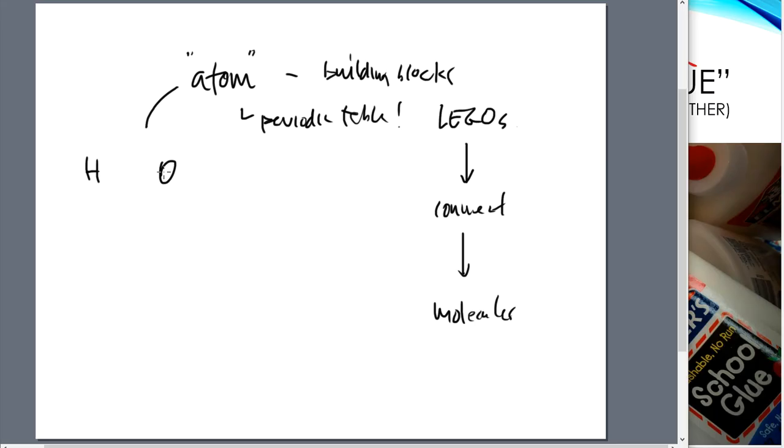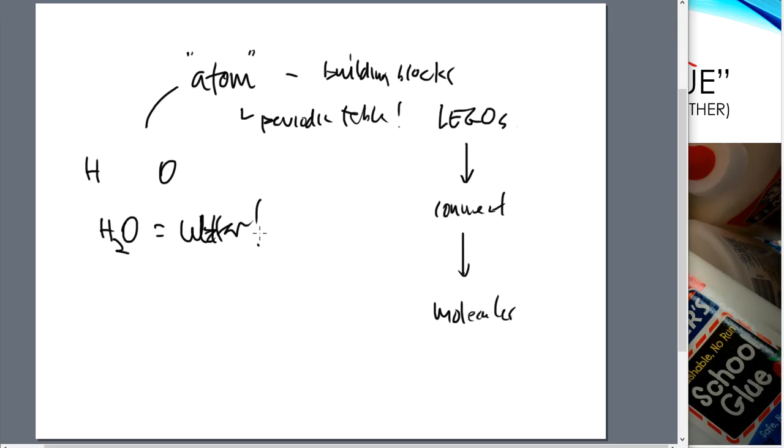All right, so we could, at some point in time, say, hey, I want 2 of the hydrogen Legos and 1 of the oxygen Legos, and all of a sudden, I get water. Yay, H2O, and we know that we have to have water in order to live. Okay, so this is a molecule. That molecule is made up of hydrogen atoms and oxygen atoms.